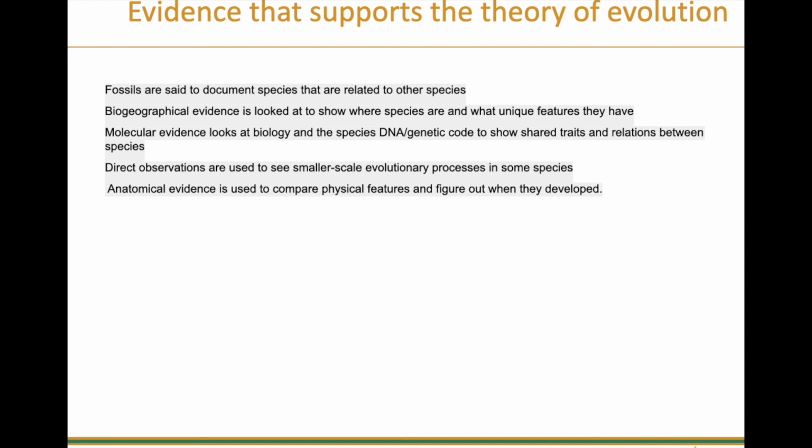And then anatomical evidence is used to compare physical features and figure out when they developed. So, for example, if you look at the flipper bones in a whale and the arm bones in a human, they're actually pretty similar if you look just at the bones. And you can find other evidence that supports the theory of evolution as well.